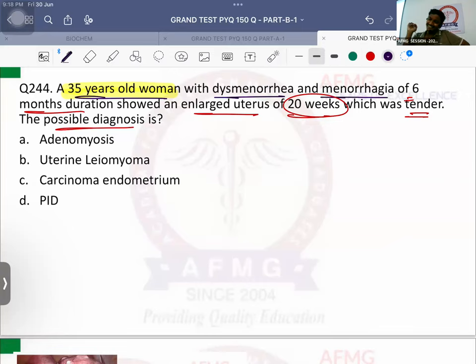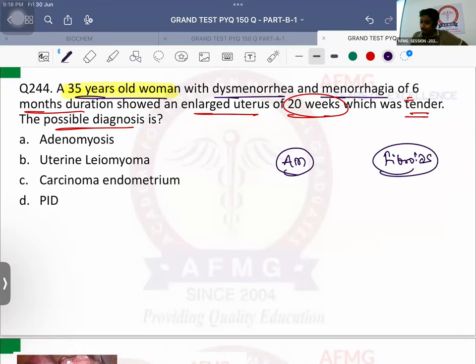Awesome. Phir theek hai. So important is perimenopausal female. Please remember, perimenopausal female with enlargement of uterus, there can be two reasons for it. One can be adenomyosis. Second can be fibroids. Fibroids are also called as leiomyoma. Important is, both are seen in perimenopausal or postmenopausal females around 35, 40, 45 years of age group. Both can present with dysmenorrhea, enlargement of uterus.